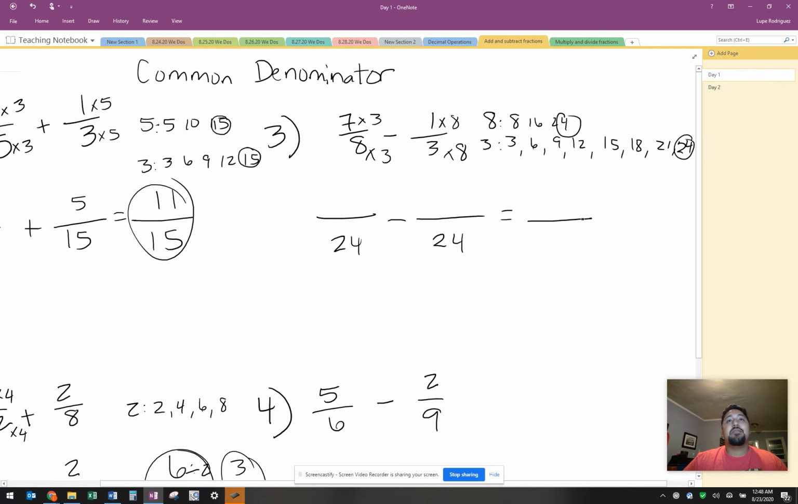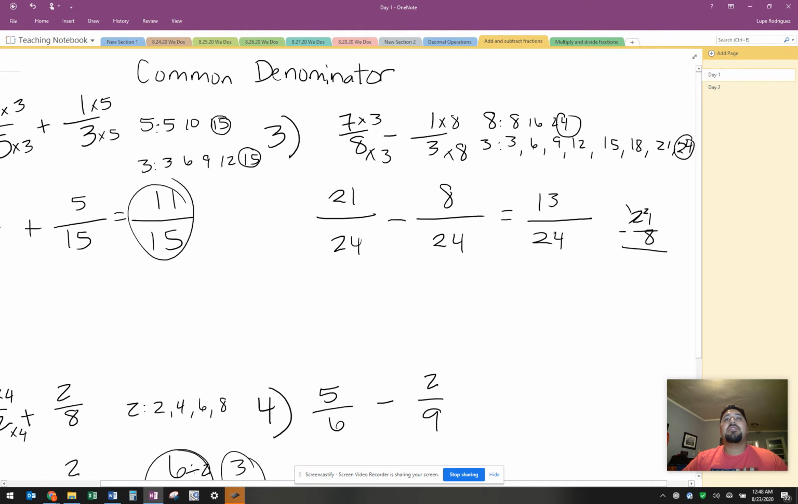I know my answer is going to be over 24ths. So this is going to be 7, 14, 21. And this is going to be 8. So 21 minus 8. Well, let's see, 21 minus 8. I'm going to do the fingers. 21, 20, 19, 18, 17, 16, 15, 14, 13. That's what it's going to be, 13.